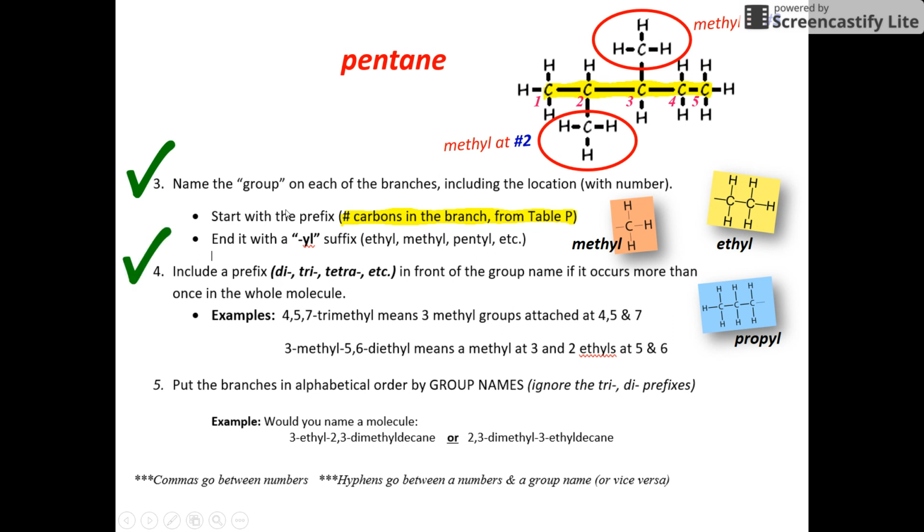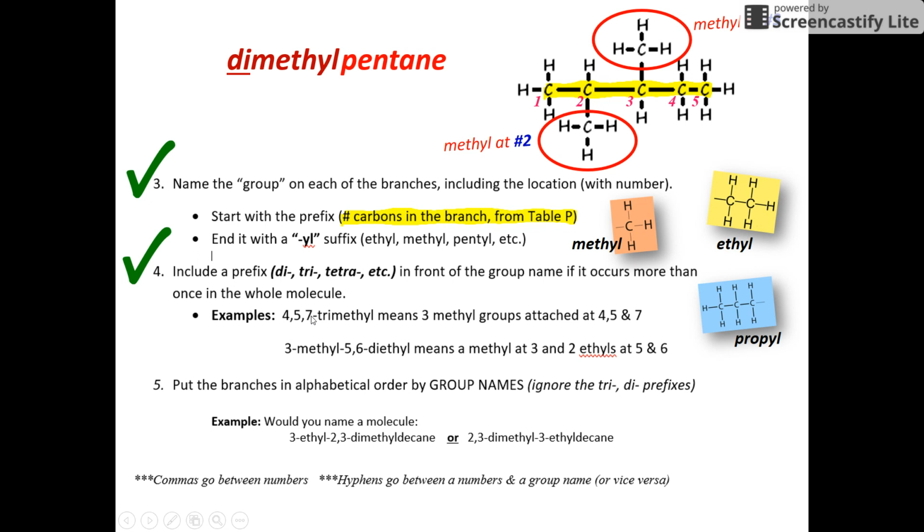Okay, next rule. We have to include a prefix in front of the group name if it occurs more than once in the whole molecule. What that means is here we have a methyl and another methyl. Okay, so we're going to call that a dimethyl. Okay? If there were 3 of them, we'd call it a trimethyl. 4 of them would be a tetramethyl. Okay? So this will be a dimethyl pentane. Okay? Now, we're going to have some numbers in this name to show where the methyls are attached.